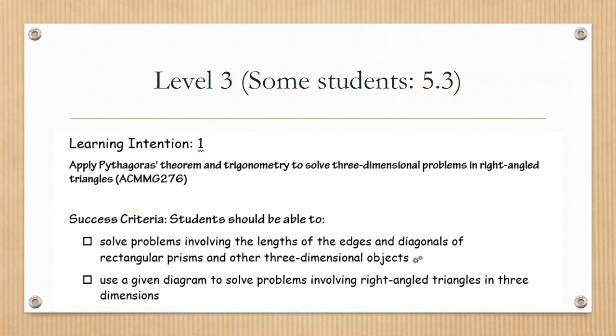Today we're going to be looking at Pythagoras' theorem and trigonometry to solve three-dimensional problems. There's two main types of questions that I'd like you to be able to do today, and I'll go through examples for both.